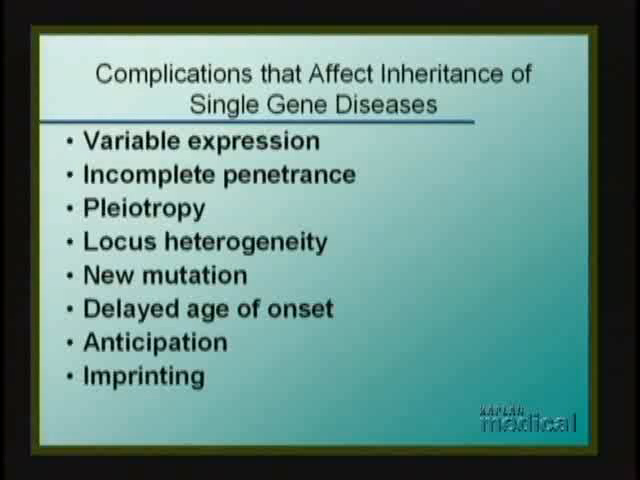On your exam, if they want to ask you a question about one of these complications, they will call your attention to it in some way. So we'll go through these complications one at a time. There's a long list of them: variable expression, incomplete penetrance, pleiotropy, locus heterogeneity, new mutation, delayed age of onset, anticipation, and imprinting. We'll look at them one at a time. Let's start with variable expression.